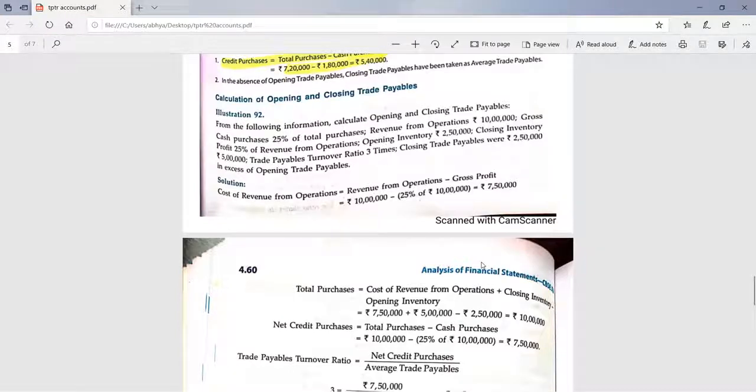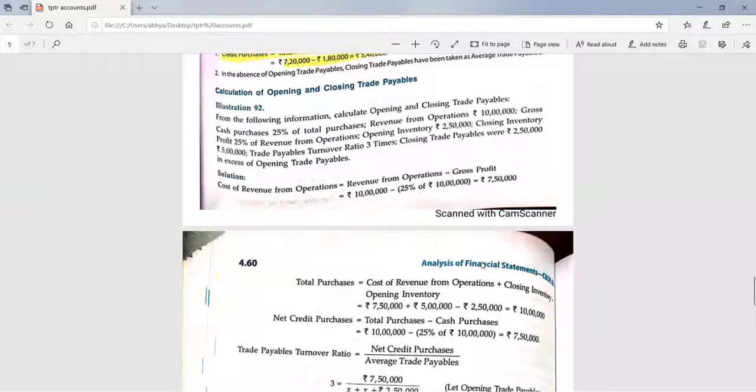Total purchases, yes, 7,50,000. Many students have solved it, so I'm just checking their answers. And now put the values in the formula. Formula is net credit purchases upon average trade payables. Make sure that if there are any 3 or 4 variables, if 3 variables are given, then the third one you can find out by making the equation, by cross multiplying, by changing the sides of the equation. Okay, so similarly step by step we are going.